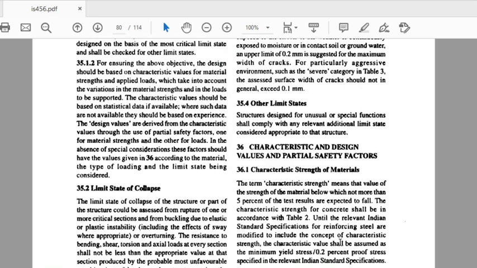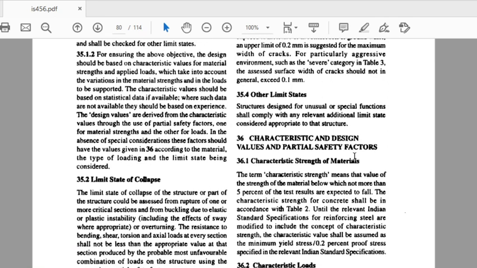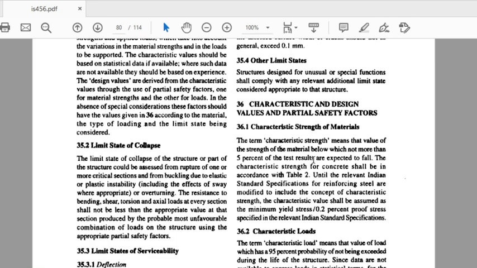Next one is the characteristic and design values and partial safety factors. In the exam, you may be asked what is meant by characteristic strength of a material. The definition is given here. It means the value of the strength of a material below which not more than 5% of the results are expected to fall. So that is the reason I have told you that you must be very familiar with what is there in this IS code. We will get it from table and clause 36.1.